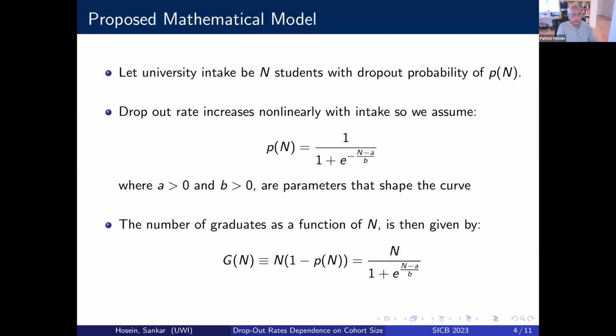So let the student intake be n, and the dropout probability be rho of n, or p of n, sorry. So it's a function of n. The dropout rate increases non-linearly with intake. So we assume this function for the probability, and we will evaluate this function to see if it makes sense. But basically, it's a nonlinear function that increases as n increases.